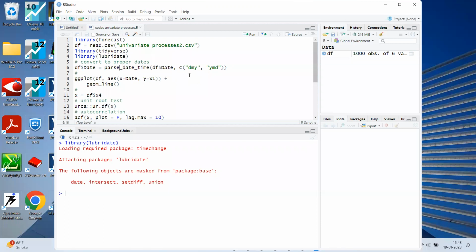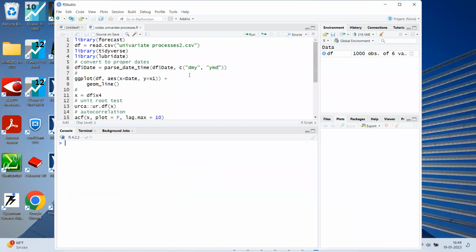I'm asking this function to take the column df dollar date and convert it into dates. And I'm just giving it some hints about what format my dates can have. My dates can be in day, month, and year order, or it can be in the reverse order, year, month, and date. So let's do this and see what happens. Before that, let me show you what were the original values of date. So let me just show you head of df.